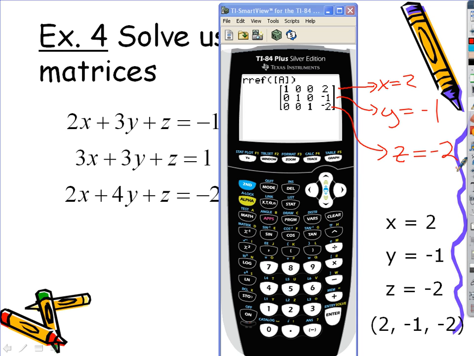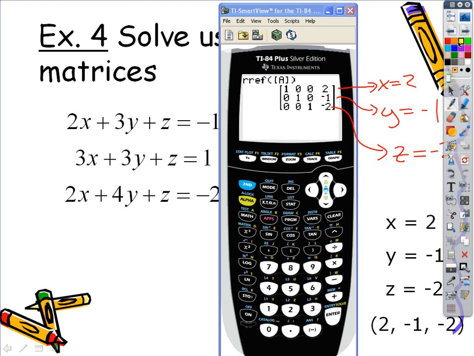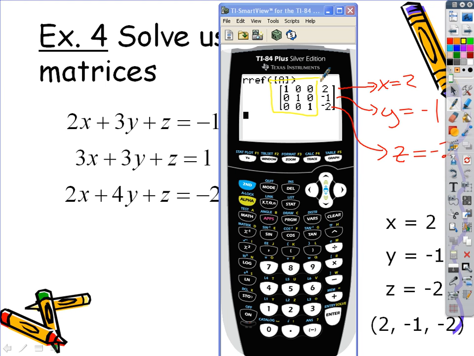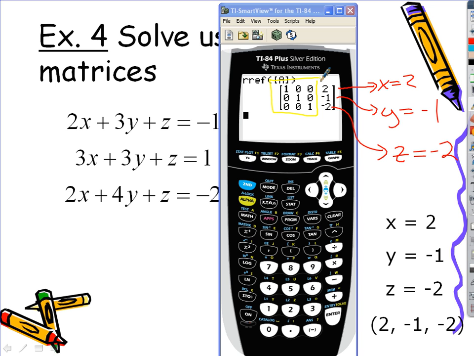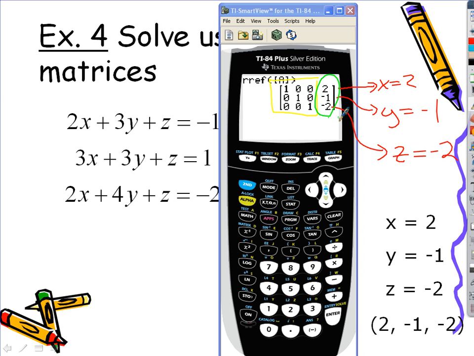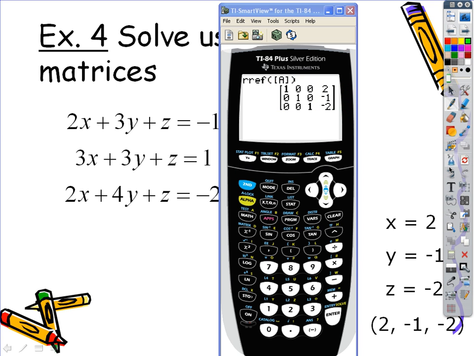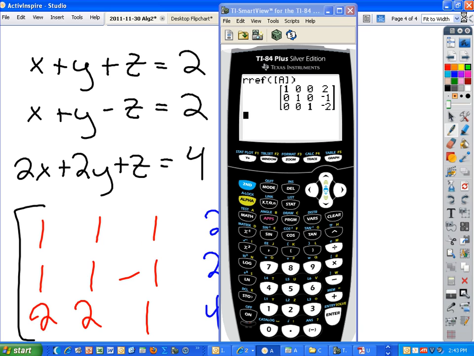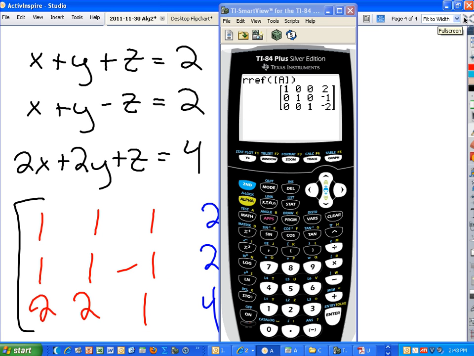So here's how you can always recognize. Notice that whenever the first 3 by 3 square part, the coefficient part of the matrix, is an identity matrix, then this column over here just represents my answers, just like before. But now let's go to the case that blew up previously. So try this. And this is it. Then we're done.